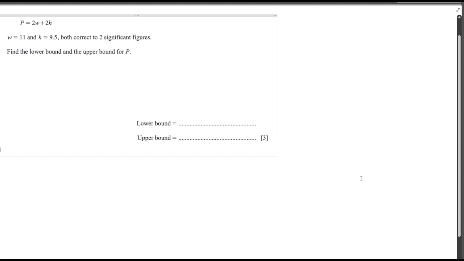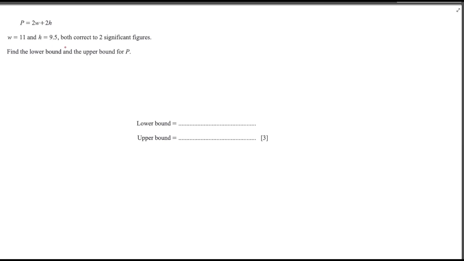P is equal to 2W plus 2H, W is equal to 11 and H is equal to 9.5, both correct to two significant figures. Find the lower bound and the upper bound of P. Okay, so let us first work out the lower bound. Now P is equal to 2 times W. Now I will write the lower bound for W.